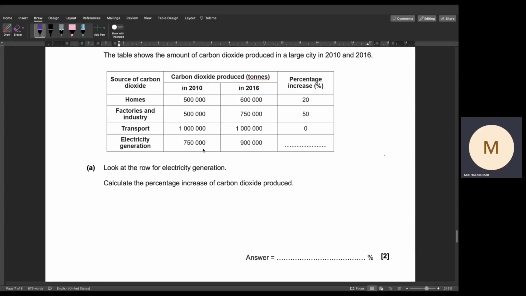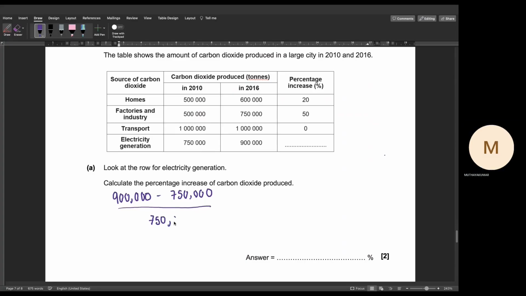Okay, to work out percentage increase, we want to first work out the difference. So 900,000 take away 750,000. Divide by the original 750,000. And since it's a percentage, we need to multiply by 100. And this will give us 20% increase.